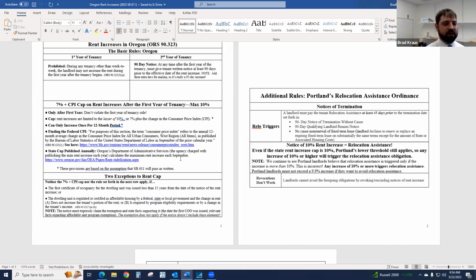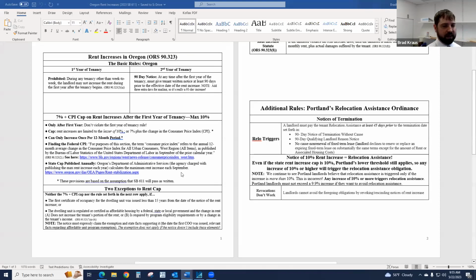The SB 611 change basically is going to cap the rent increase at 10%. So a maximum of 10%, and it is the lesser of 10% or 7% plus the change in CPI. Whatever the CPI is, you're going to have to take it into account, and it's going to be the lesser of that. You can find the CPI at this link here. The state cap is published annually, and that's going to be the thing.